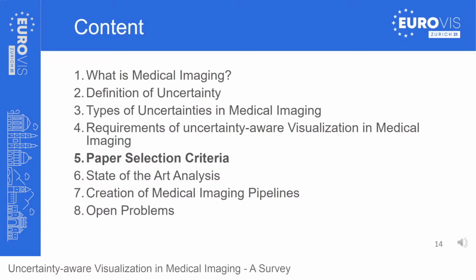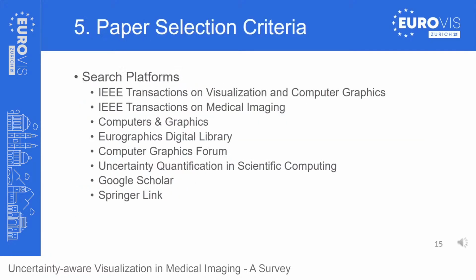Before we can finally come to the part where we can actually present our state-of-the-art analysis, we need to tell you a bit more about the paper selection criteria. First of all, we use different search platforms to gather all the papers that we considered for the STAR. And those include IEEE transactions on visualization and computer graphics, IEEE transactions on medical imaging, computers and graphics, the EuroGraphics Digital Library, Computer Graphics Forum, uncertainty quantification in scientific computing, and we also extended the papers that we found here by Google Scholar searches and Springer link searches.